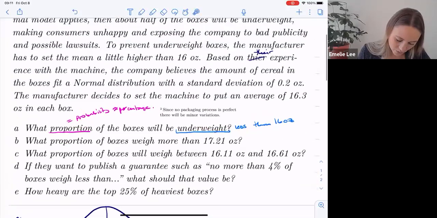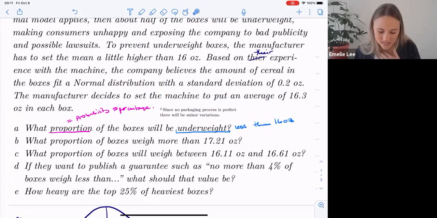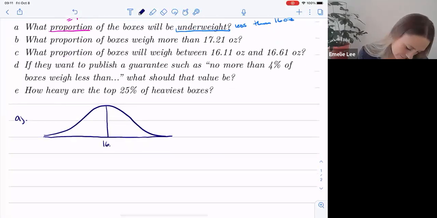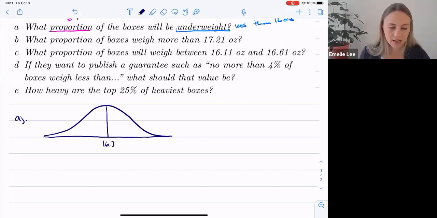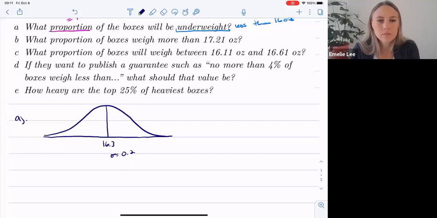Okay, so we were told that the amount of cereal in the boxes follows a normal distribution with a standard deviation of 0.2, and we set the mean to be 16.3. So the center here is going to be at 16.3. And then I'm just going to write sigma equals 0.2 down here somewhere. I'm not going to do little ticks or anything because we don't need to do that anymore.